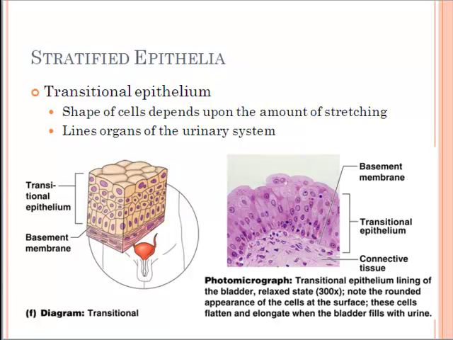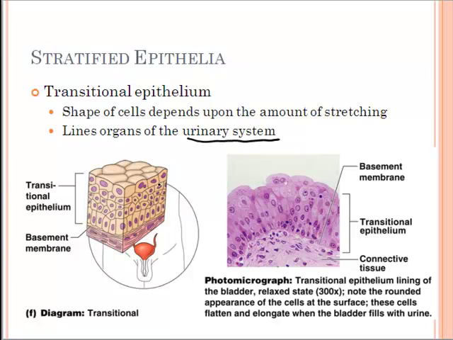This is transitional epithelial. So transitional is a special type of stratified epithelial, and the reason it's called transitional is because it has the ability to stretch. And this is found only in the organs of the urinary system, for example in the bladder. So our bladder has a certain size, but as that bladder fills up with urine, it can double, almost even triple in size and still be intact.